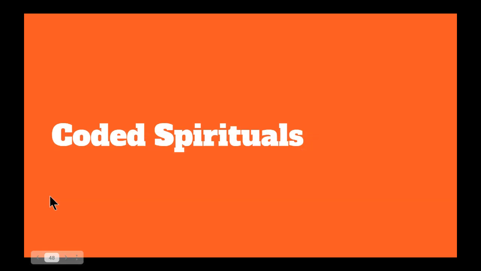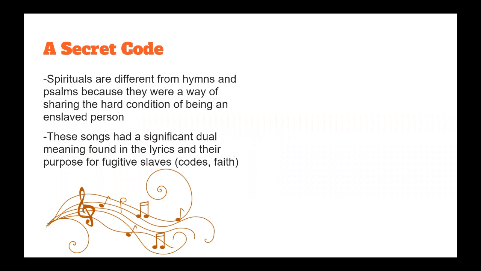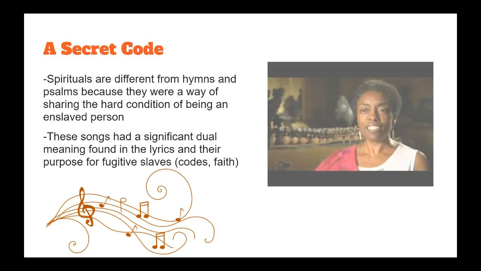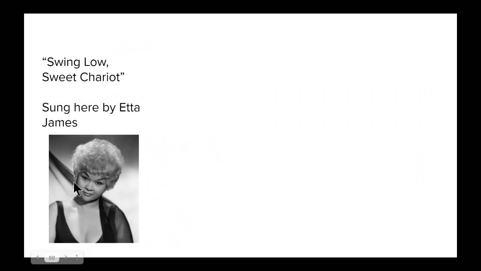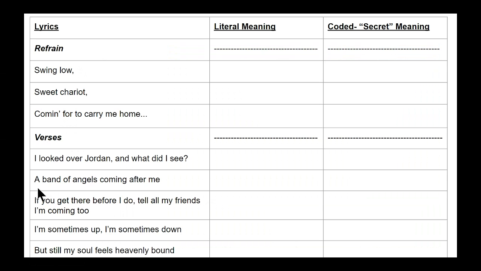The second music lesson was about coded spirituals and was a part of a larger discussion on the Underground Railroad. We discussed how these songs were used to relay secret messages, and we listened to several. We then looked at the lyrics of Swing Low, Sweet Chariot and worked to decode them.